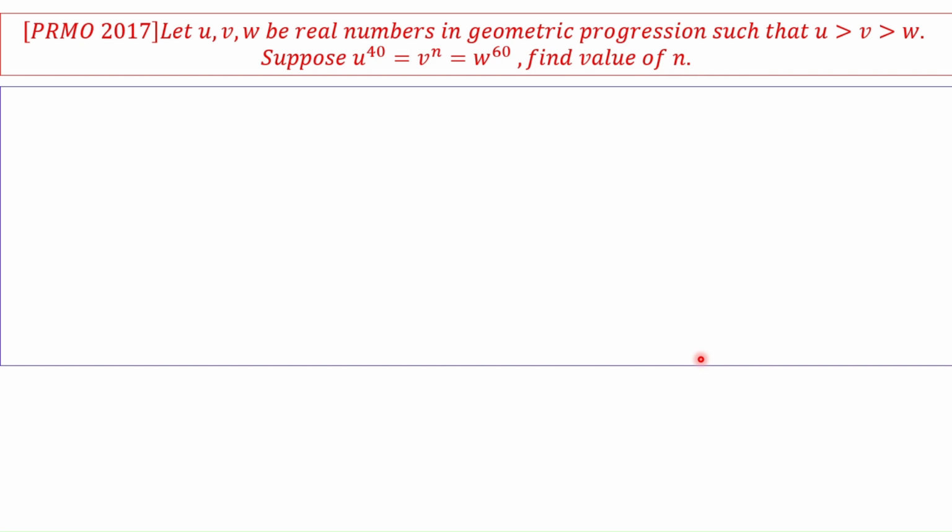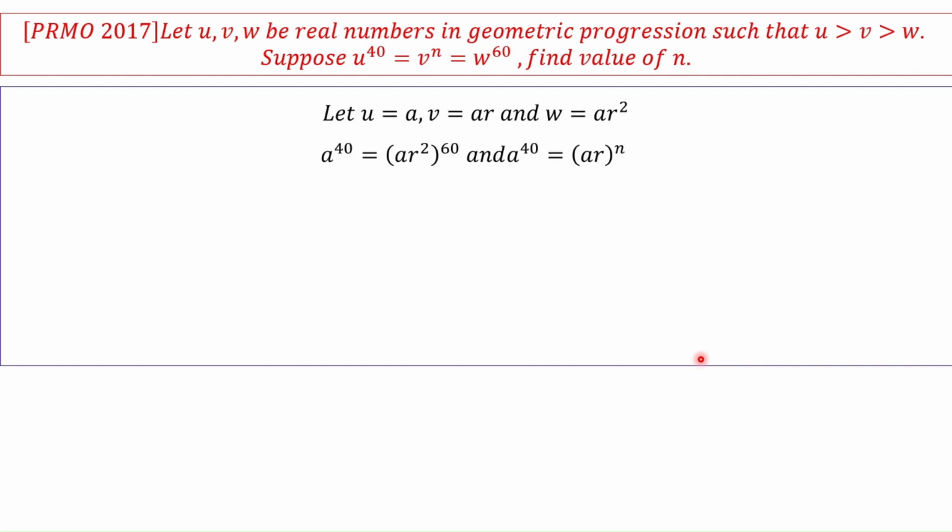U, V, W are in GP, which means U equals A, V equals AR and W equals AR square. It is also given U is greater than V is greater than W, that means R is positive and less than 1. So A to the power of 40 equals U to the power of 40, and it equals AR square to the power of 60. From this I can derive, and of course, A to the power of 40 equals AR to the power of n.